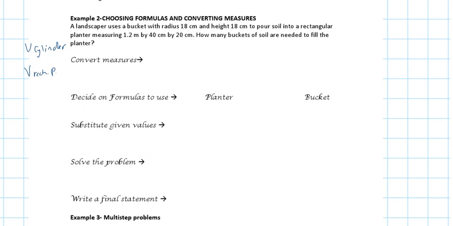All right? So first thing that we learned is that with our measurements, when it comes to rectangular prism and cylinder, we need the same unit. Do I have all same units? No. Which one is not the same? The planter, right, has a 1.2 meter, which I should convert to centimeter because everything else is in centimeter. Okay? So 1.2 meter in centimeter.